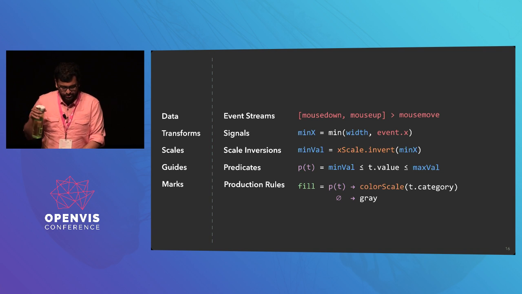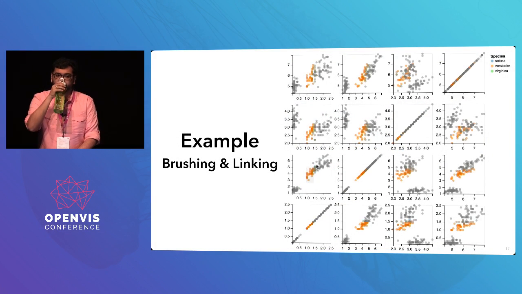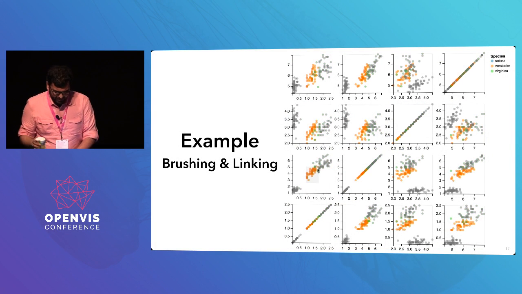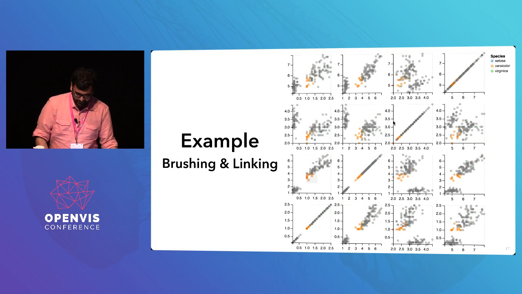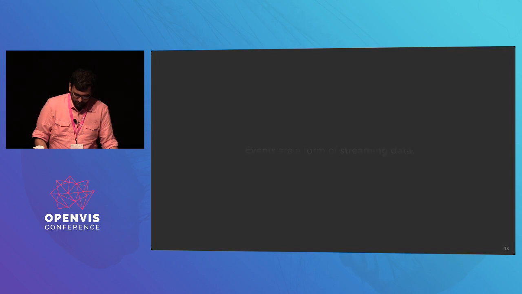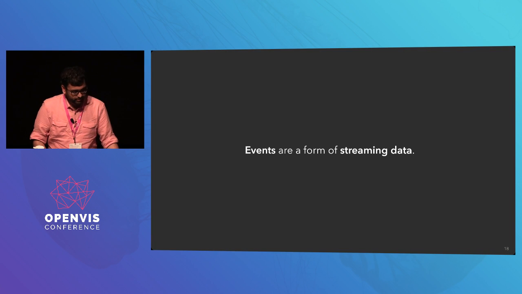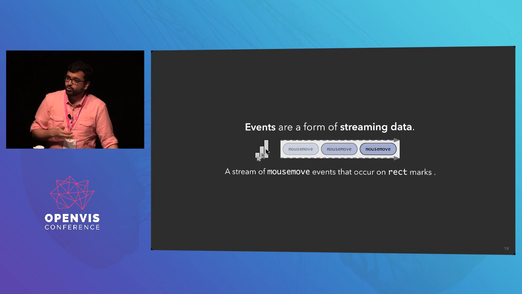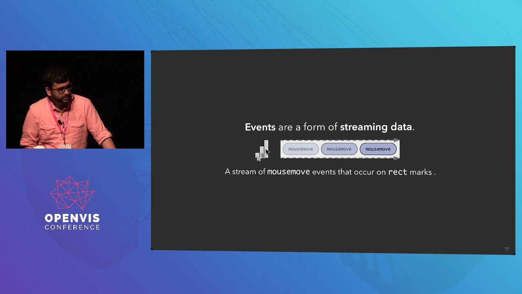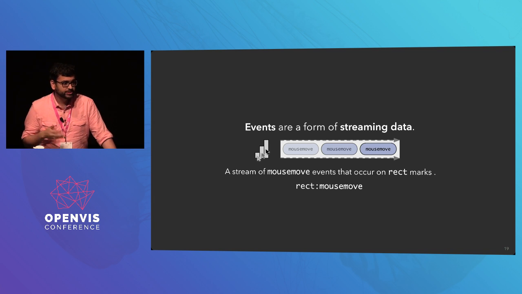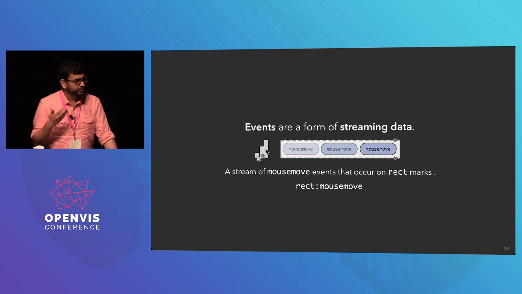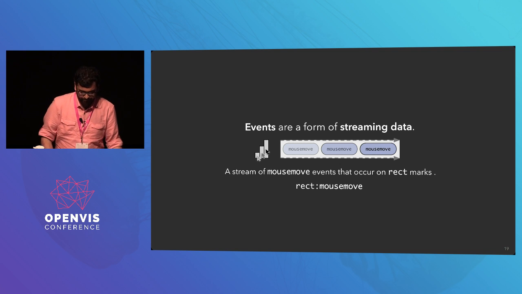So this is all abstract right now. Let's make it a little more concrete, sticking with brushing and linking as our example. As I mentioned, events are a form of streaming data. So if I was to move my pointer across these rectangle marks, I might observe a stream of mouse move events. And in our syntax, that's quite simply denoted by the event type, along with the particular element, the target or the source element of these events.